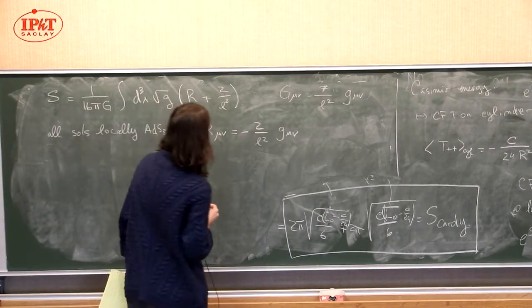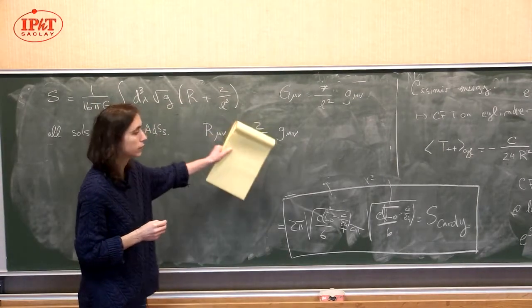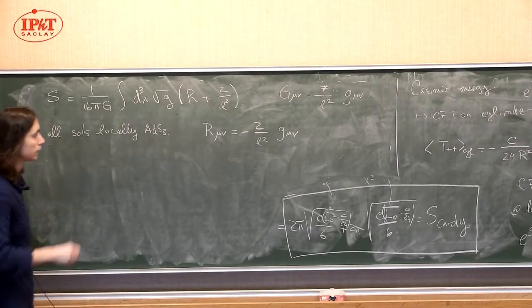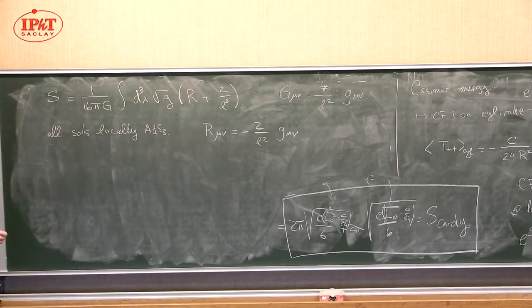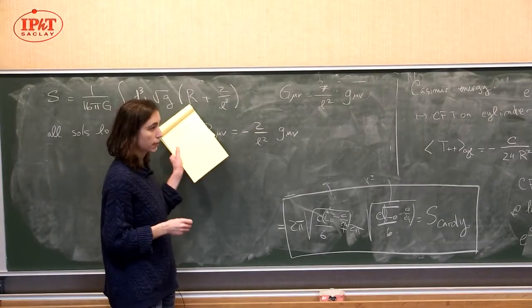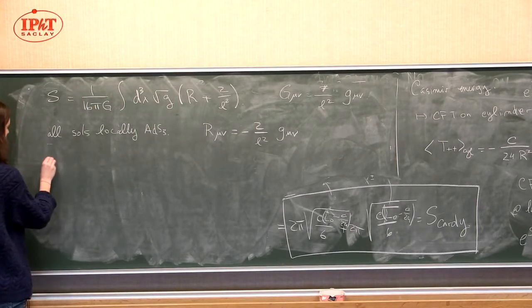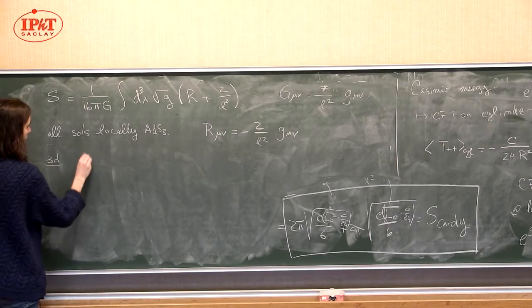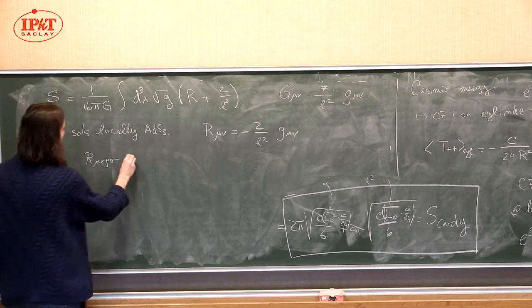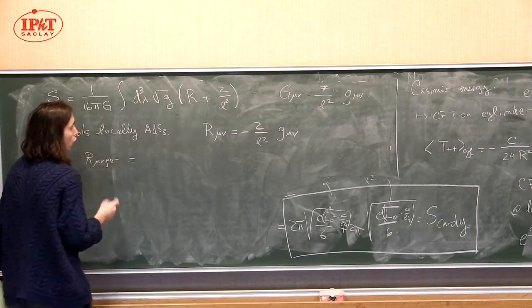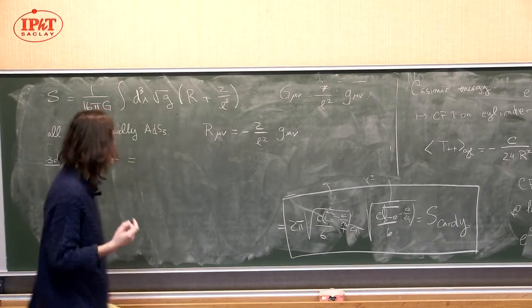Okay. One interesting solution to this is AdS3, which is the spacetime we discussed in the beginning. But actually, it turns out that all solutions to this action have to be locally AdS3. The reason is that in three dimensions, the Riemann tensor can be entirely written as a function of the Ricci tensor and the Ricci scalar.